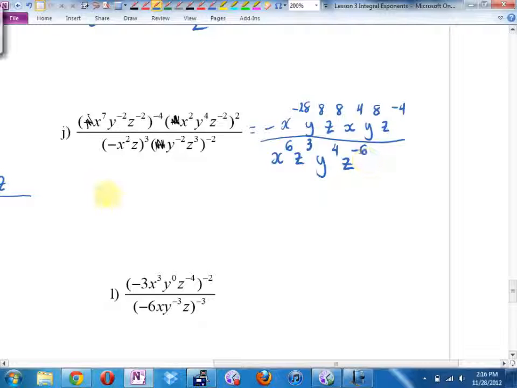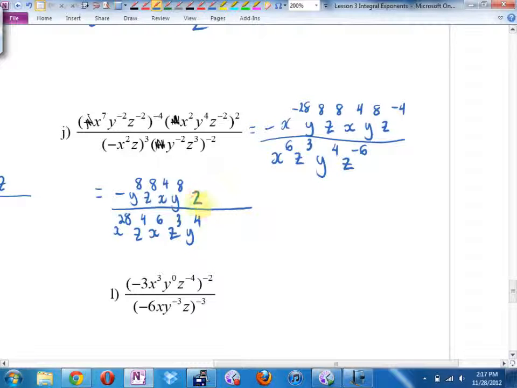Let's see. First of all, we said my final answer will be negative. Let's rewrite that. x to the negative 28, and make it positive, y to the 8th stays, z to the 8th stays. x to the 4th stays. y to the 8th stays. z to the 4th, move it down. x to the 6th stays where it is. z cubed stays where it is. y to the 4th stays where it is. z to the negative 6. Aha! Elevator.